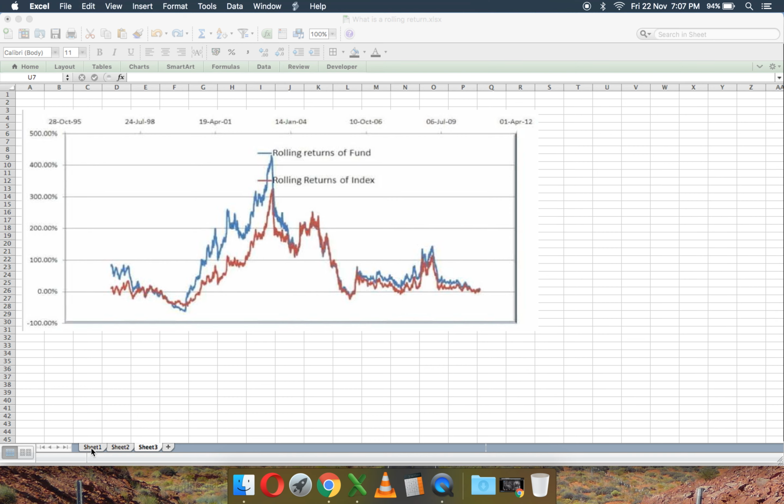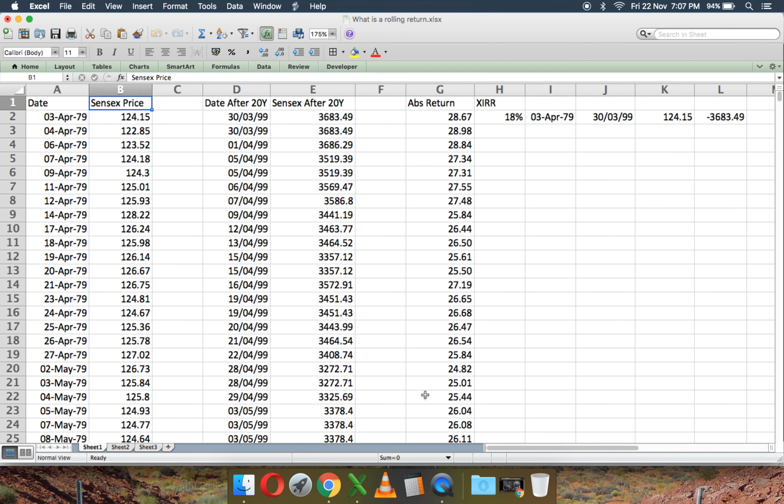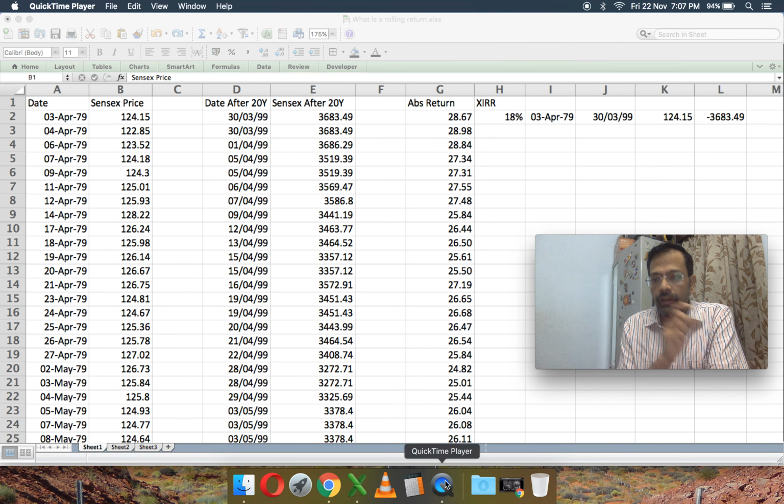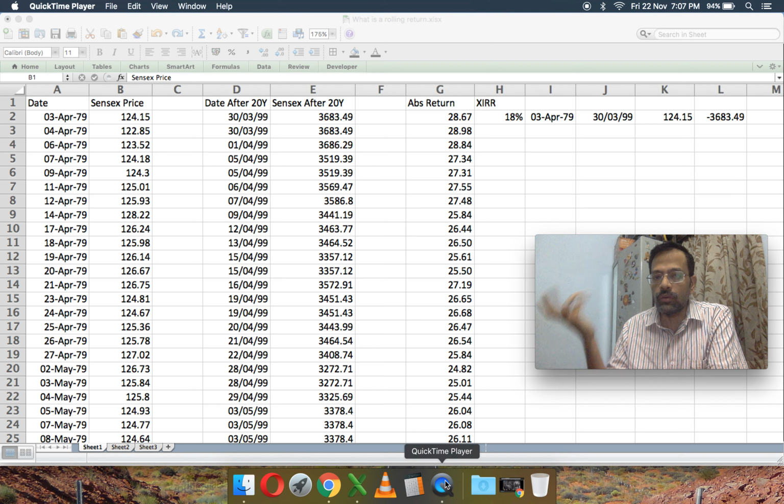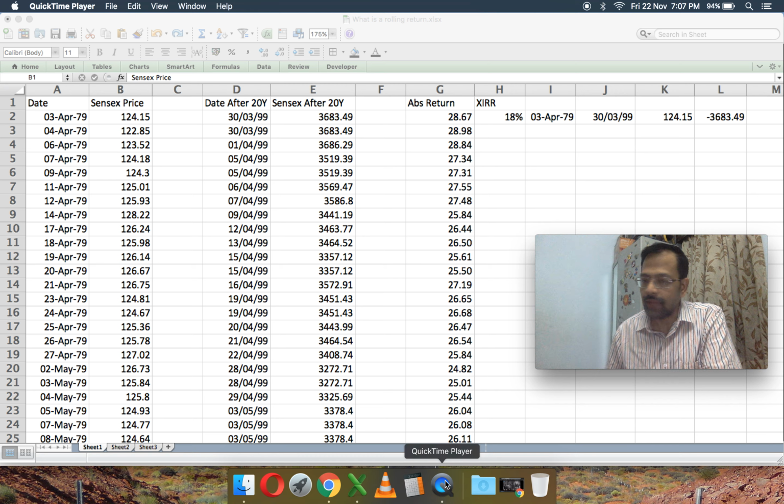So you will basically take the price data, and then from that price data you find out the period over which you want the rolling return over, and you extract the date, that is a date that is 20 years later, and then find out the price on that date, and then calculate the absolute return or the annualized return, however way you want.